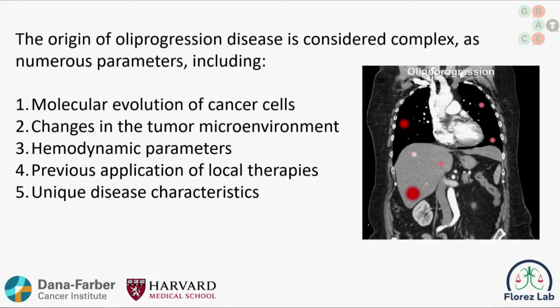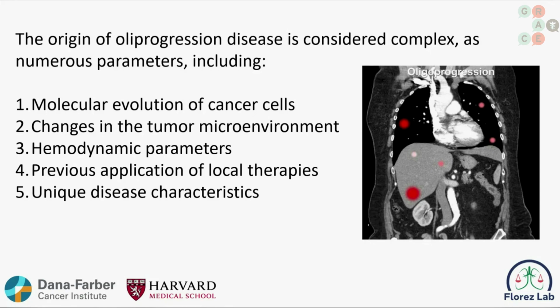Also, there are several hemodynamic patterns, because we see oligoprogression more commonly in some organs that have high blood supply, like the liver. A lot of patients tend to have disease progression in highly vascularized organs. That means there's more blood going there, so there's a pattern. Also, what areas have been previously treated with radiation, ablation, or surgery? Those areas are less likely to have disease progression compared to areas that have not.